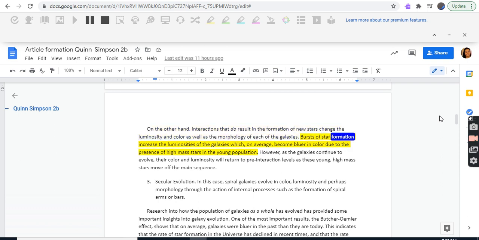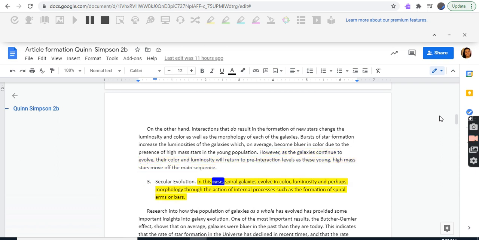Bursts of star formation increase the luminosities of the galaxies which, on average, become bluer in color due to the presence of high-mass stars in the young population. However, as the galaxies continue to evolve, their color and luminosity will return to pre-interaction levels as these young, high-mass stars move off the main sequence. 3.